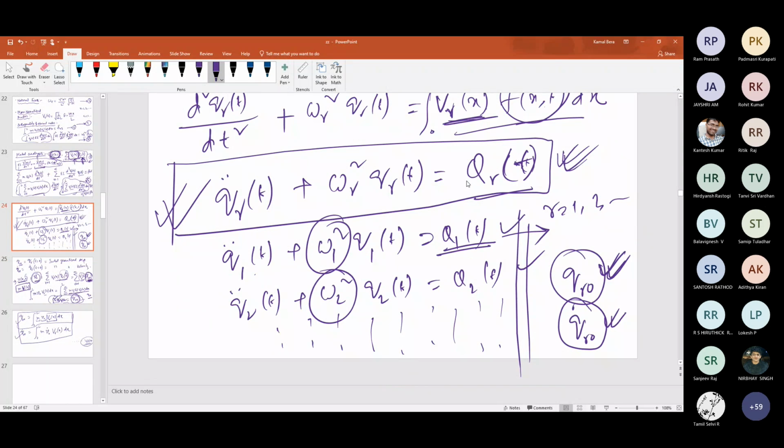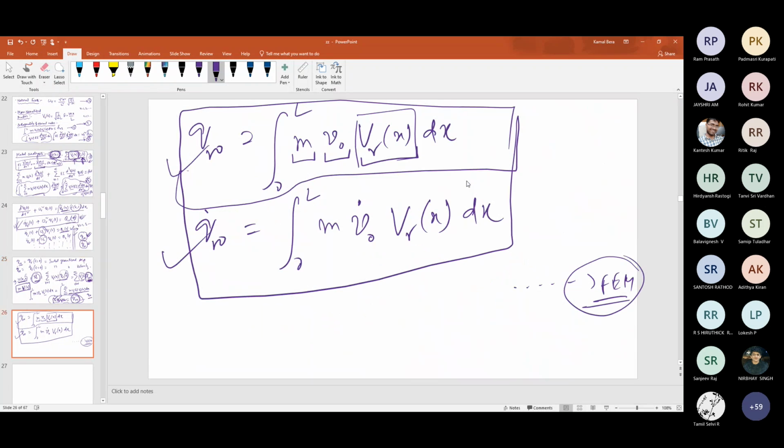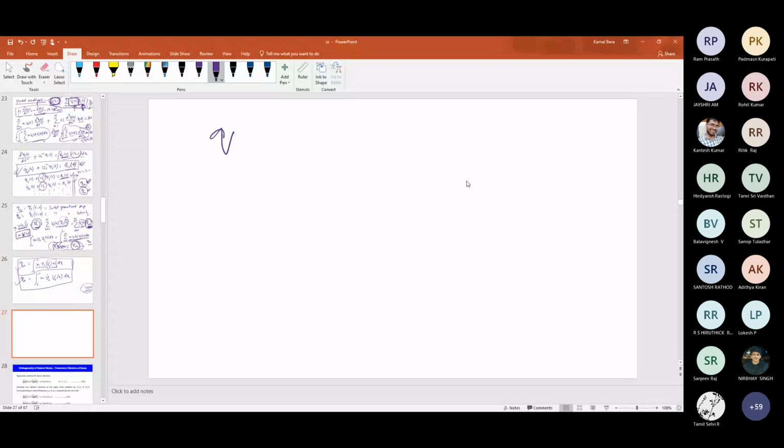So if I use non-zero initial conditions, then Q_r(t) will be Q_r(0) cosine omega t plus... let me complete it. Okay, then it will be the expression. The equation of motion is Q_r double dot(t) plus omega_r squared Q_r(t) equals the right-hand side, some generalized force associated with the generalized coordinate small q_r in the r-th mode.